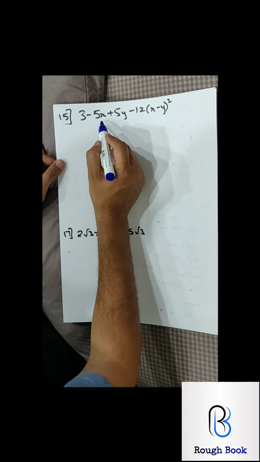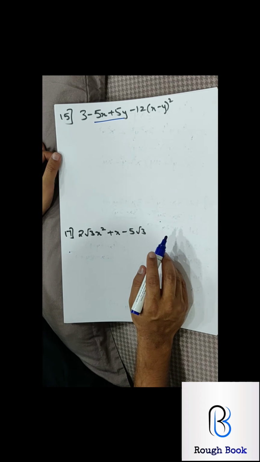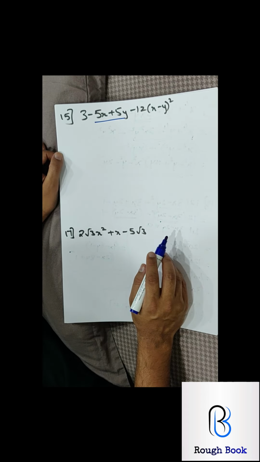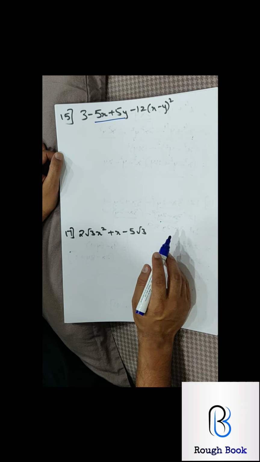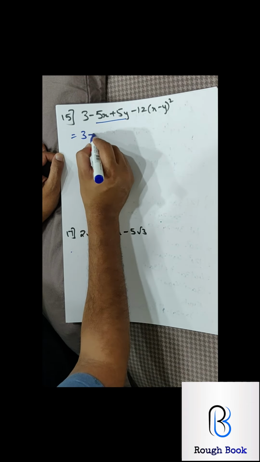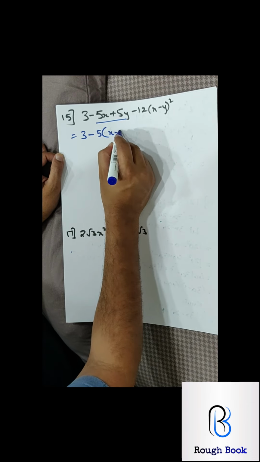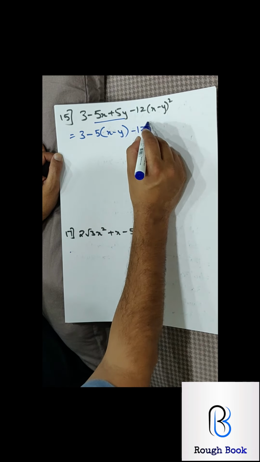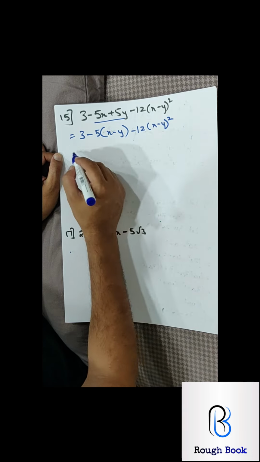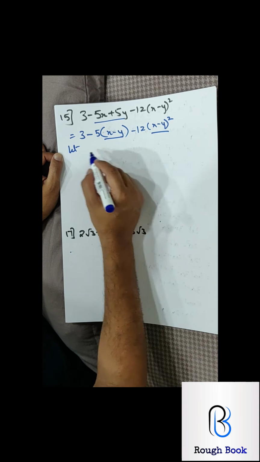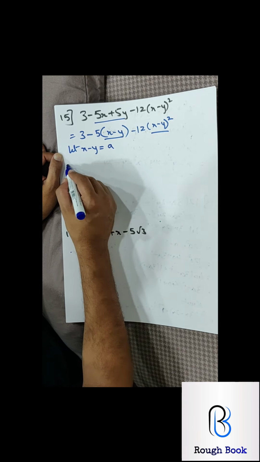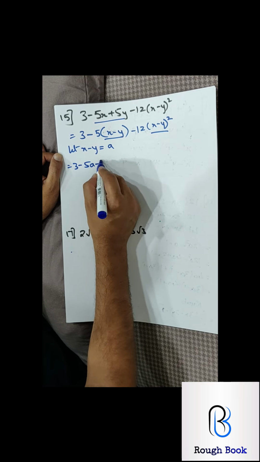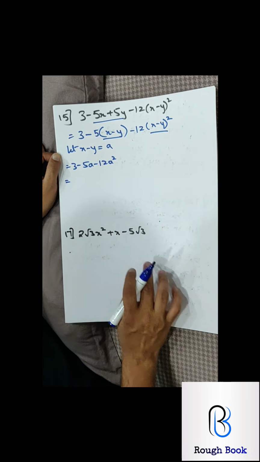The clue is again the same type: pull minus 5 common, and then you will get something equal, and then you can go ahead and solve the sum. So I will get 3 times minus 5 common, x minus y, because 5 has been pulled and minus also has been pulled, 12 times x minus y the whole square. Now both are same, so I will say let x minus y be a.